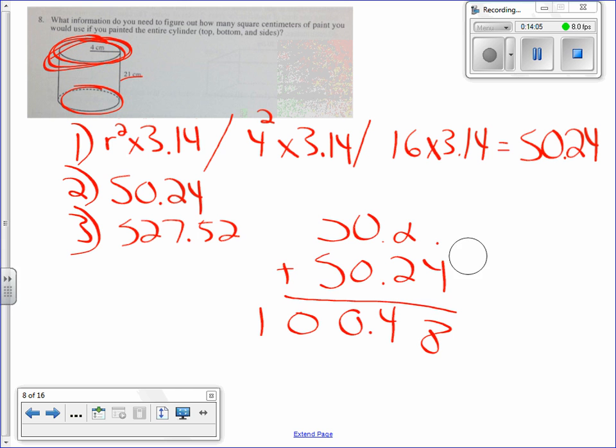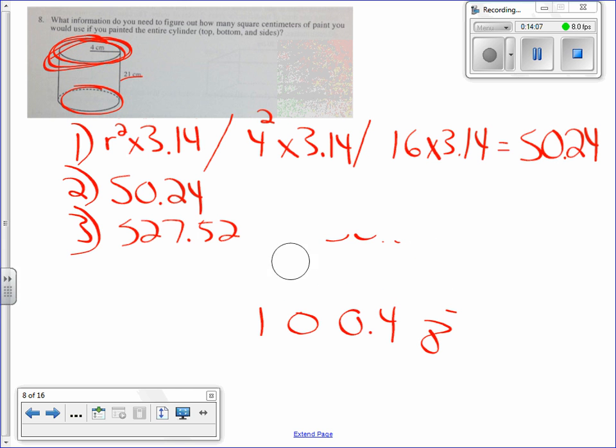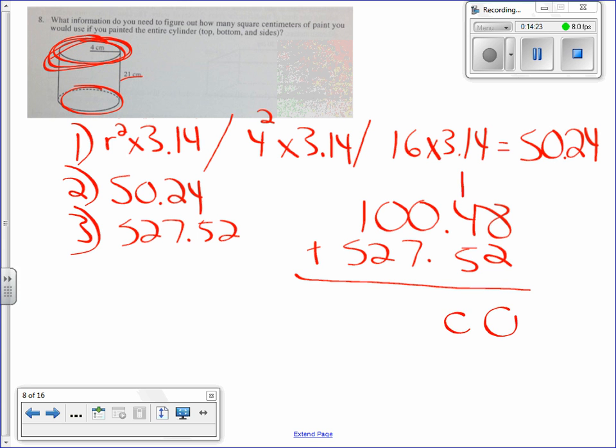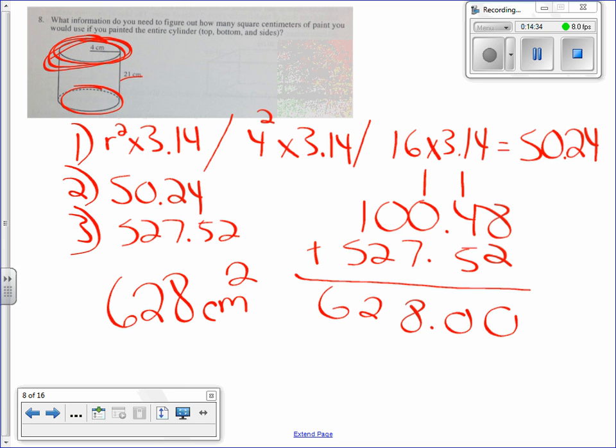Now I have to take that number, 100 and 48 hundredths, and I have to add that to 527.52. Add them up. 10, 8, move the decimal down. 2, 6. Your answer is 628 centimeters squared because we're dealing with area.